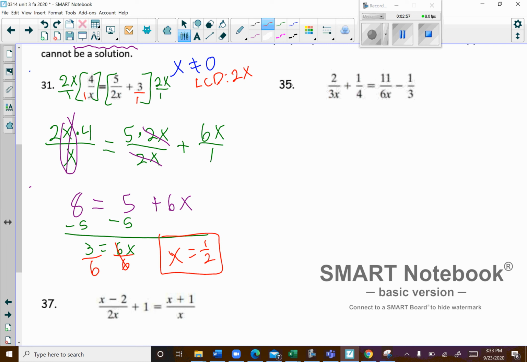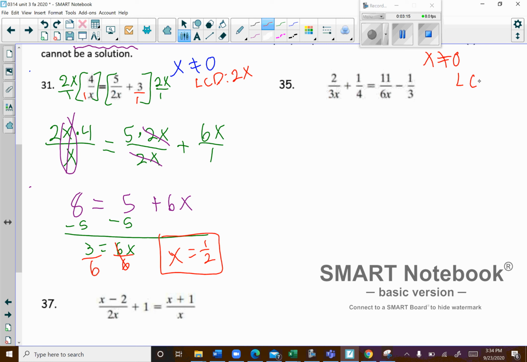Okay, on 35, it's actually going to be quite similar to what we just saw on this previous one. We just have a little bit more going on. Once again, the restricted value is just going to be 0, because if you plug in 0, you'd have some issues with dividing by 0.